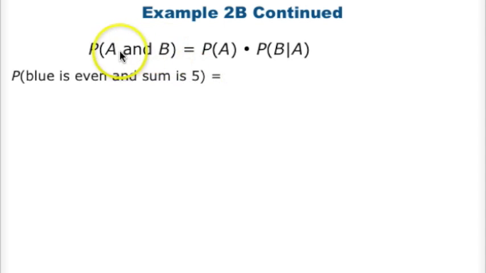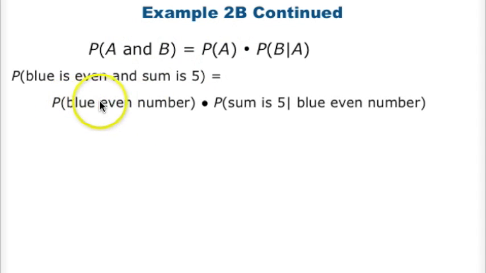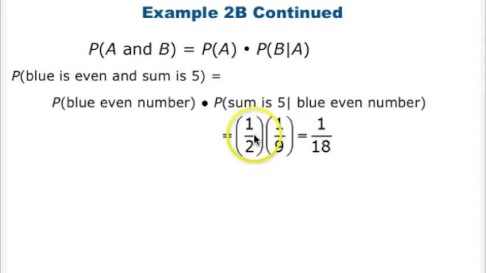Now we can find the probability that blue is even and the sum is 5 by using the formula. This is going to equal the probability blue is an even number times the probability that the sum is 5 given blue is an even number, which are the two probabilities we just found. We multiply them together and we get 1/18 for our answer.